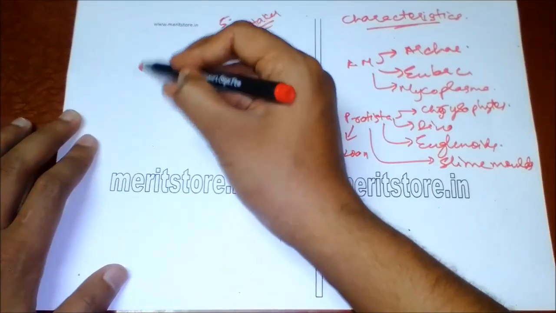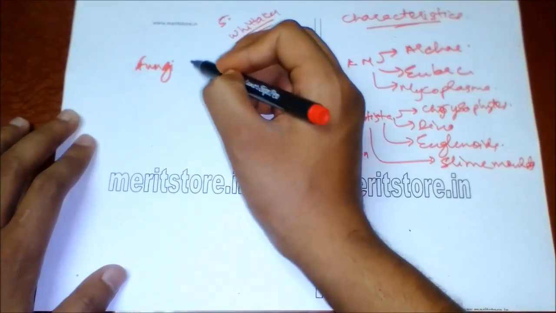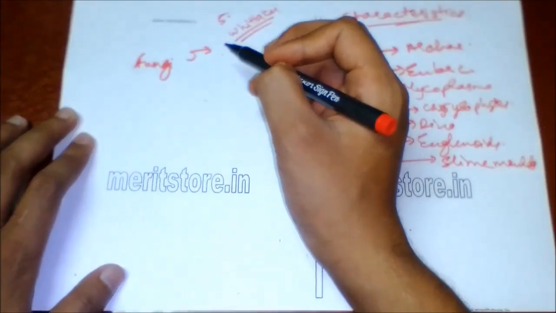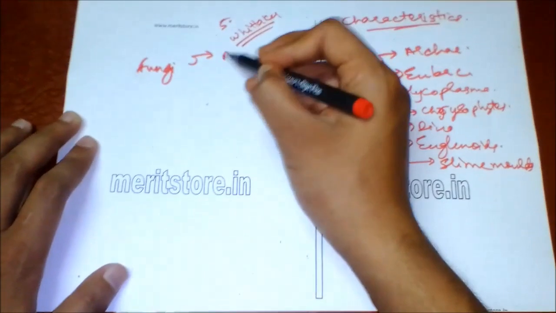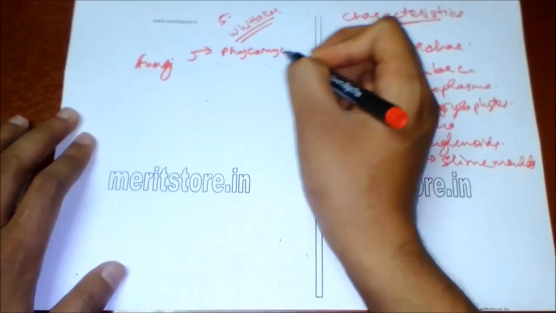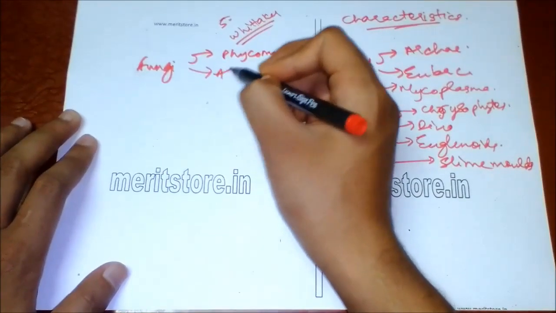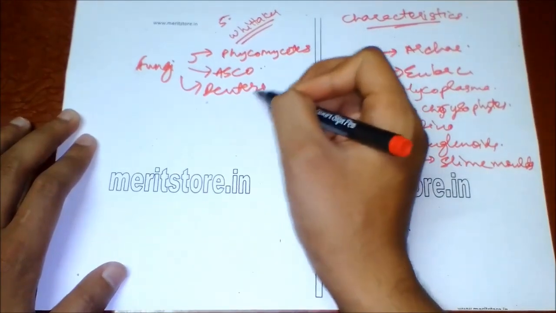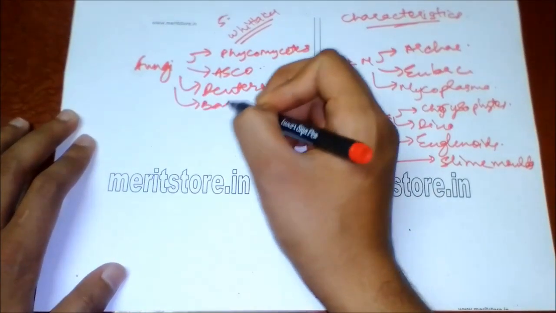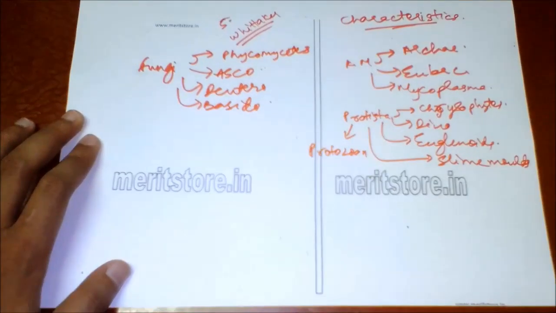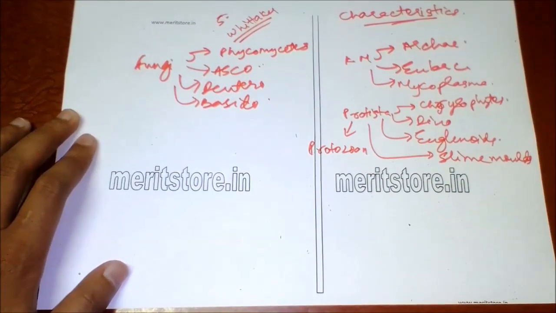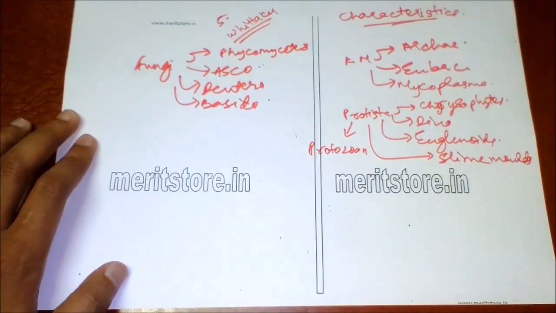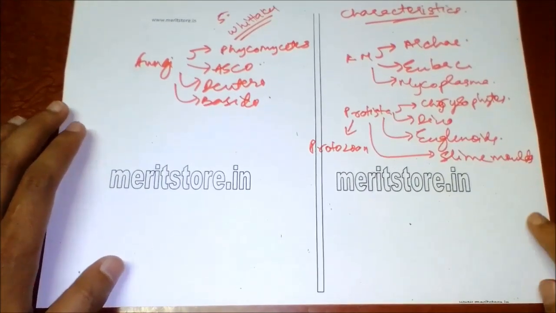Then comes kingdom Fungi, which includes autotrophic as well as heterotrophic, but most of them are heterotrophic organisms, which includes Phycomycetes, Ascomycetes, Basidiomycetes and Deuteromycetes. And examples of each. So you can make such a flowchart. And kingdom Plantae and Animalia have been classified in different chapters itself.